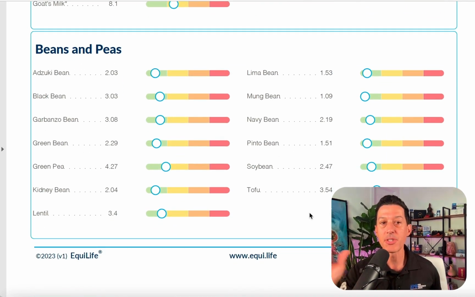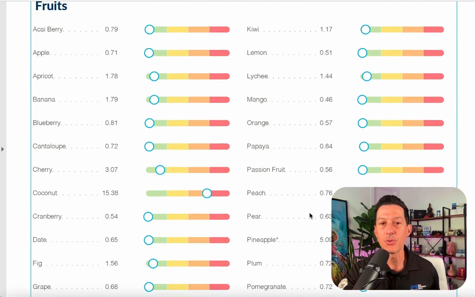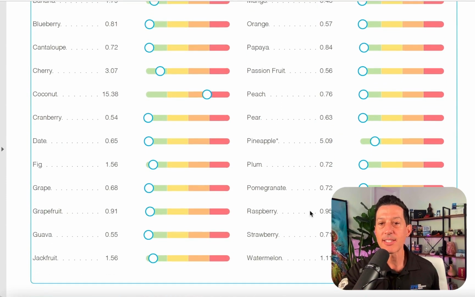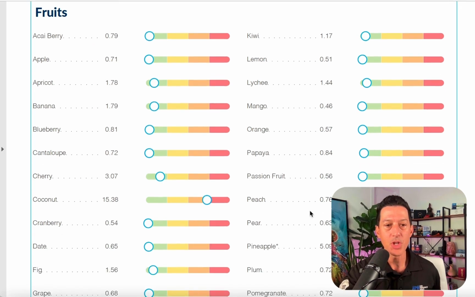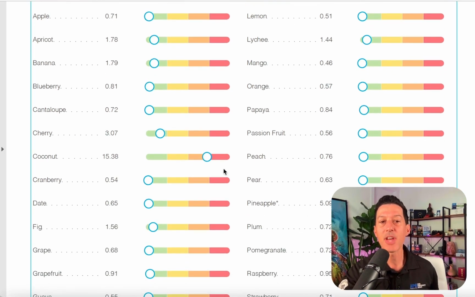When I look at this person's beans, peas, legumes, there's almost no reactivity, just a very mild one on green pea. All the rest are in the green. Then I move down to fruit for this individual, and basically there are no reactions to fruit. That's pretty normal. Most humans don't react to fruit. This person is reacting to coconut.